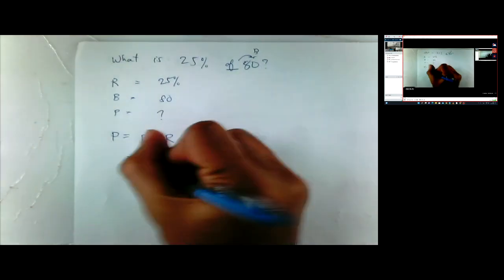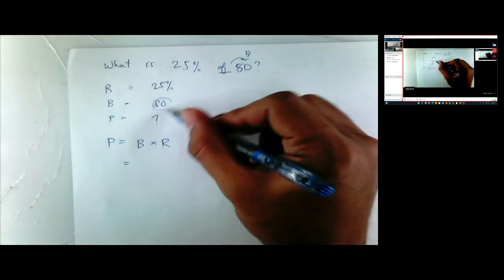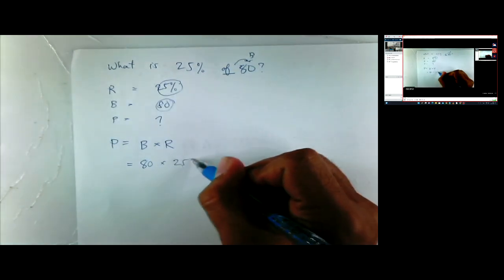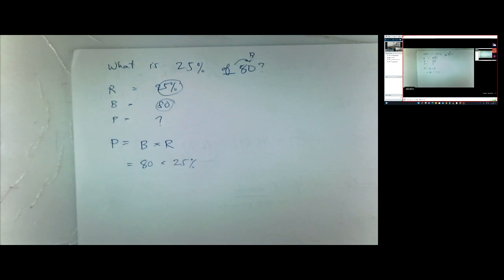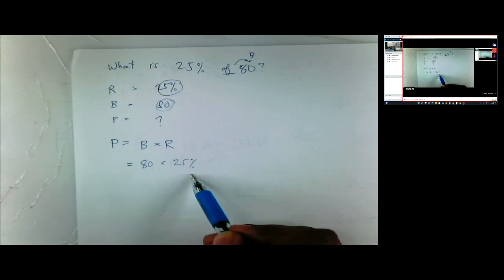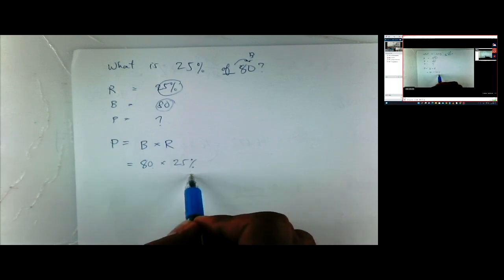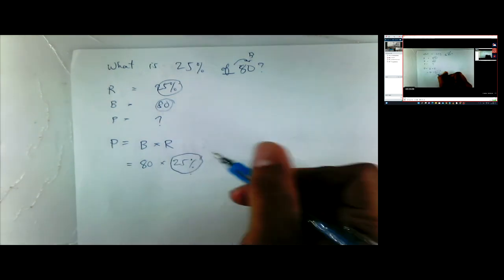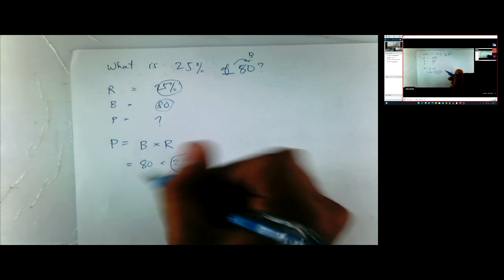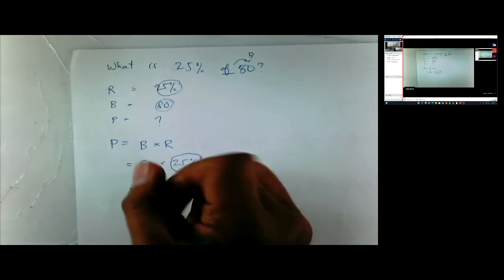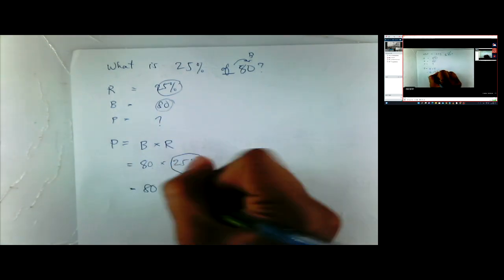And so if we're going to substitute, what is the base number? 80. So that is 80 times the rate, which is 25%. Now, remember, if we multiply this, there will be a percent, right? But percentage is not in percent form, meaning we need to convert this into fraction or decimal. Now, what is 25% in decimal form?